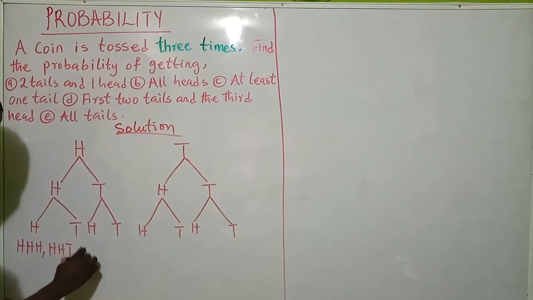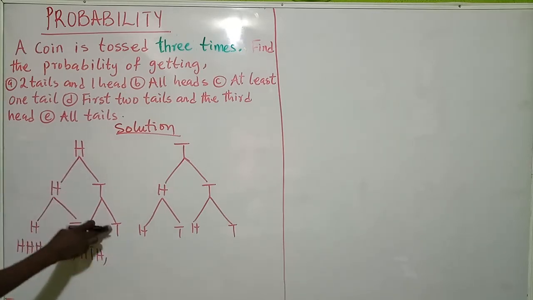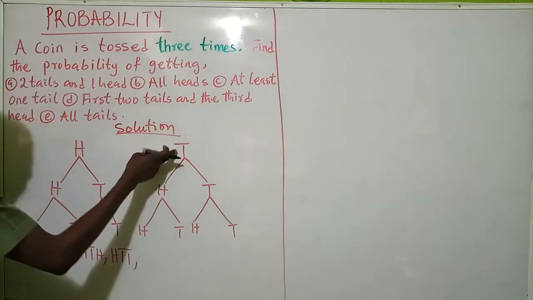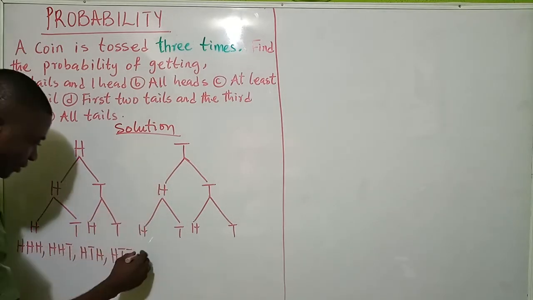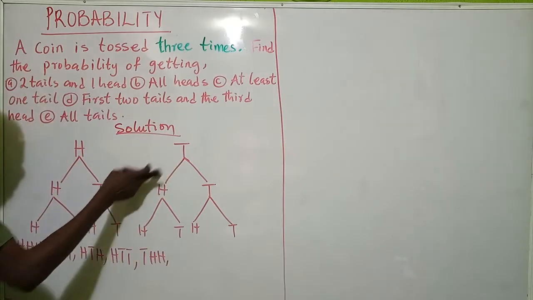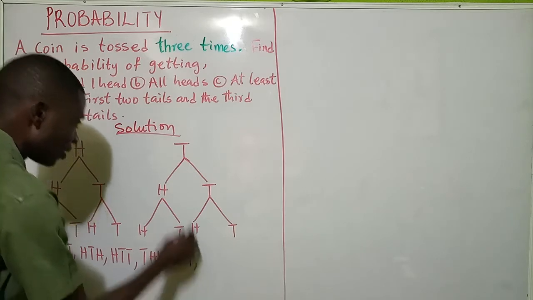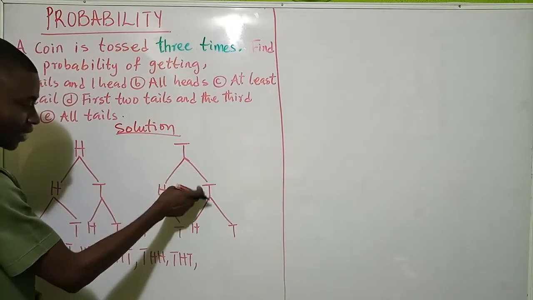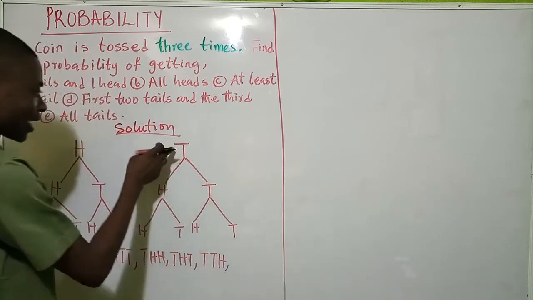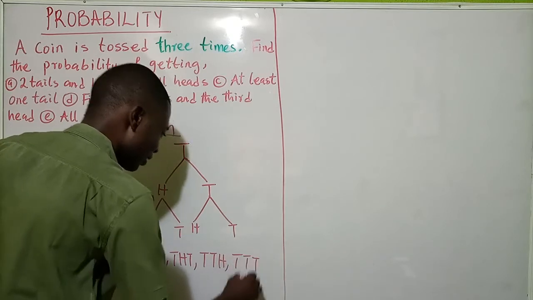Or you can get head, tail, tail. Or you can get tail, head, head. Or you can get tail, head, tail. Or you can get tail, tail, head. Or you can get tail, tail, tail. That is it.